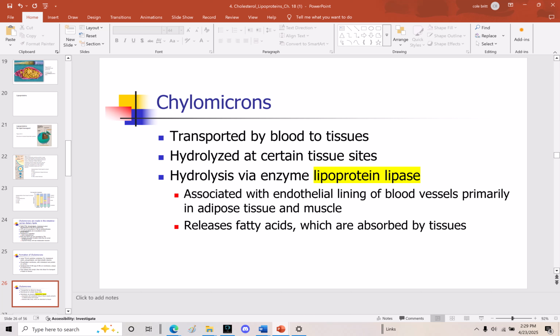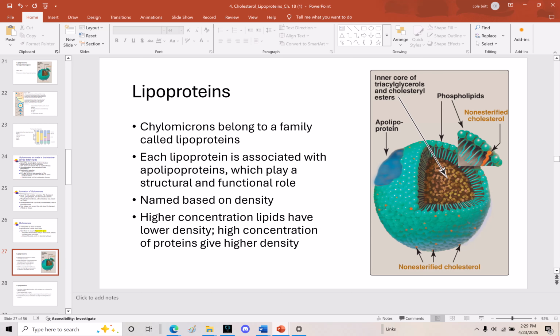Chylomicrons belong to a family of molecules called lipoproteins. Each lipoprotein is associated with different apoproteins, so we're going to be defining a few different apoproteins. The lipoproteins are named based on density. We already talked about that. Chylomicrons are not one of those, but we have LDLs, VLDLs, HDLs. They're named based on how dense they are.